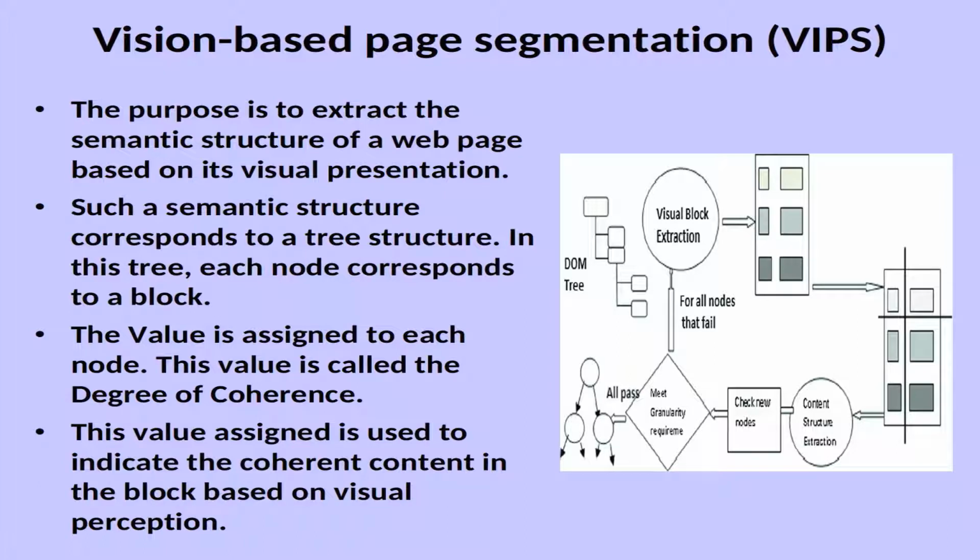Such a semantic structure corresponds to a tree structure. In this tree, each node corresponds to a tree block. A value is assigned to each node. This value is called the degree of coherence. The value assigned is used to indicate the coherent content in the block based on visual perception.